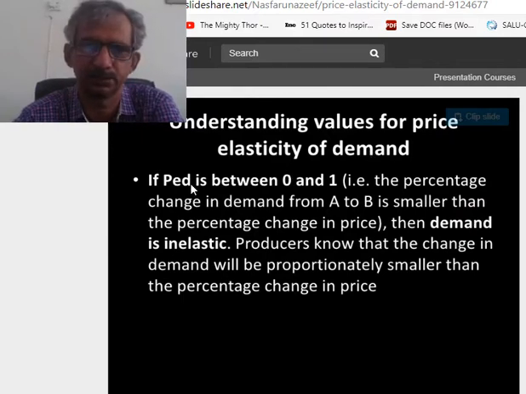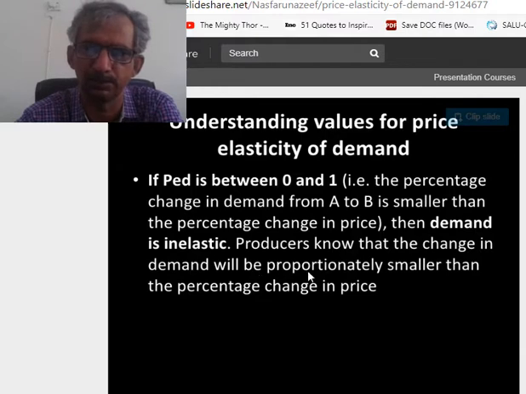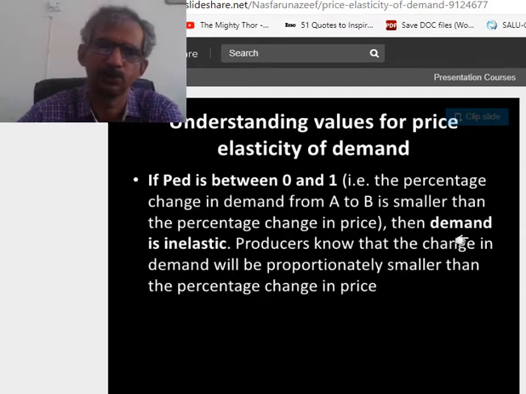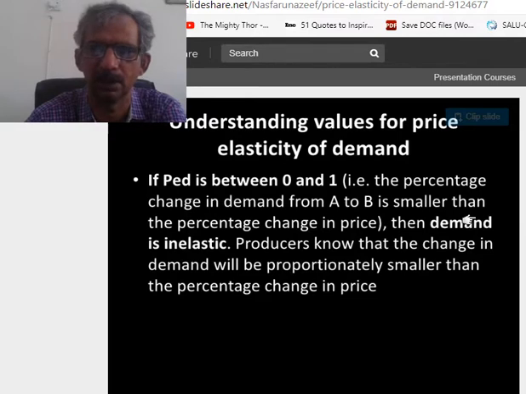And if price elasticity of demand is between 0 and 1, i.e. the percentage change in the demand is smaller than the percentage change in price, then demand is inelastic. Producers know that the change in demand will be proportionately smaller than the percentage change in price. So we call this one inelastic demand.